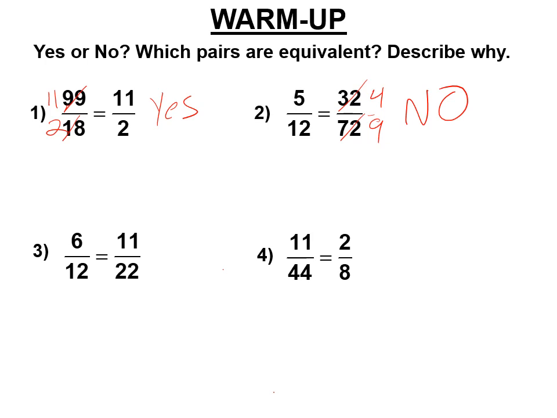6/12. Let's simplify that. 6 divided by 6 is 1, 12 divided by 6 is 2. This simplifies to 1/2. Does the other one simplify to 1/2? Yeah, you divide them both by 11. They both simplify to 1/2. That's a yes. And 11/44 simplifies to 1/4 because we divided top and bottom by 11. Does 2/8 also simplify to 1/4? Yes. If fractions both simplify to the same thing, they are equivalent.